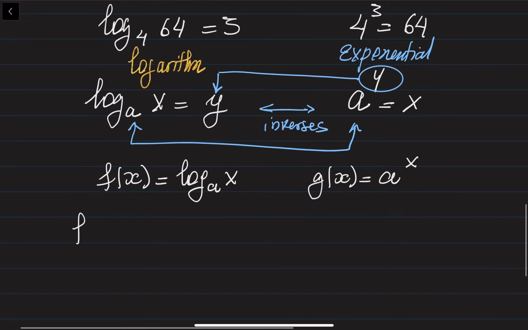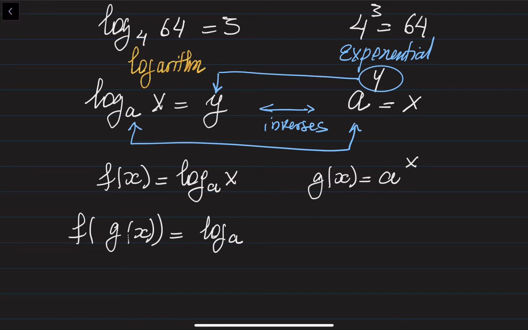Essentially, f of g of x is going to be equal to the logarithm base a of, instead of x, I need to substitute g of x, which is a to the power of x. And this is equal to x because of the property of inverse functions, because they are the inverses.